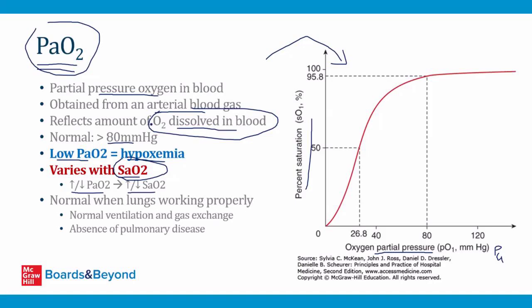And the easy way to think about PaO2 is that it's normal when the lungs are working properly. This is how I've always thought about this concept. So when there's normal ventilation of the lungs and normal gas exchange and an absence of pulmonary disease, that will lead to a normal PaO2. So anytime you get a question and they ask you whether or not the PaO2 will be normal or not, just think about the person's lungs. Are they breathing at a normal respiratory rate and tidal volume? Is there any pathology in the lungs? If all those things are okay, then you're going to have a normal PaO2 in most circumstances.